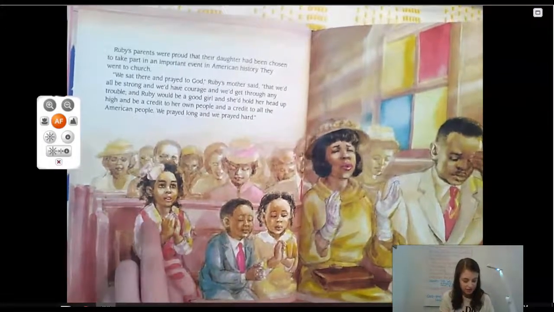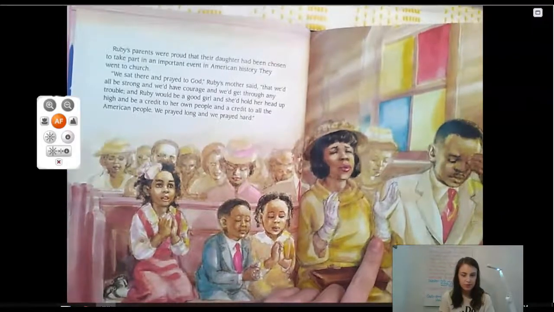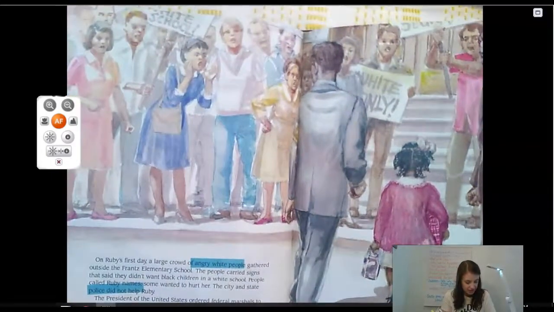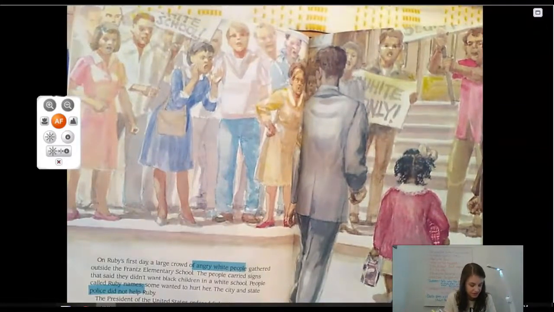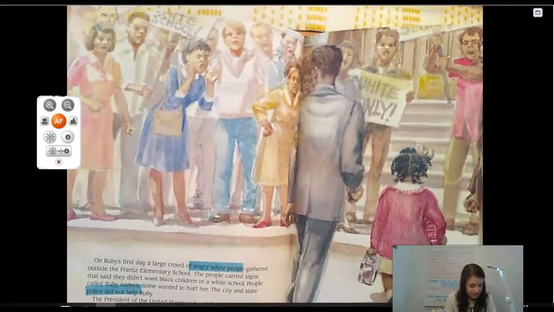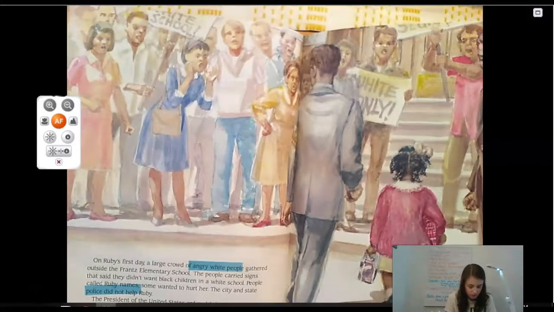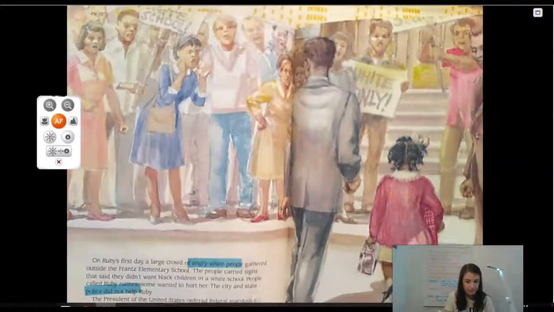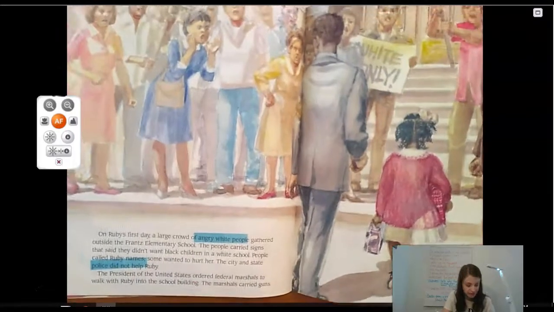Wow, I can tell that Ruby and her family think that this is a very important part of history that she's getting to be a part of. On Ruby's first day, a large crowd of angry white people gathered outside of the Frantz Elementary School. The people carried signs that said they didn't want black children in a white school. People called Ruby names. Some wanted to hurt her. The city and the state police did not help Ruby.